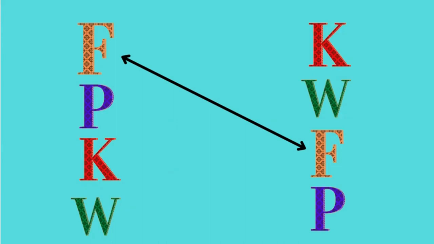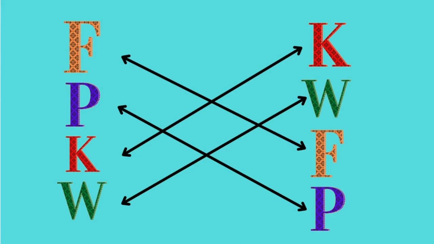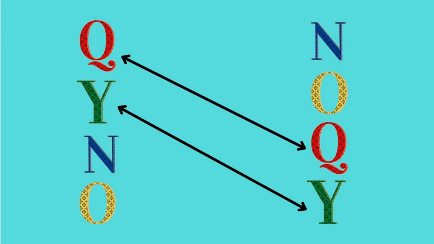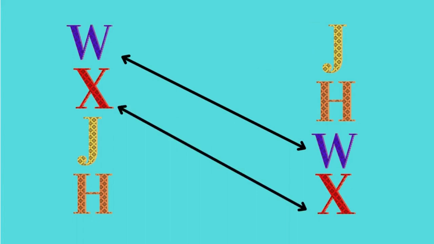F, orange F. P, purple P. K, W, green W. Q, red Q. Green Y. Blue N. O, yellow. It's done. W, purple W. Where is X? X. Where is J? The first one.